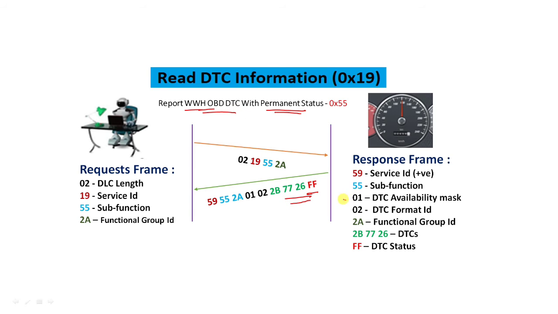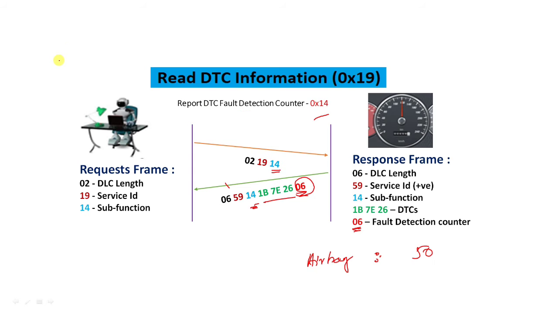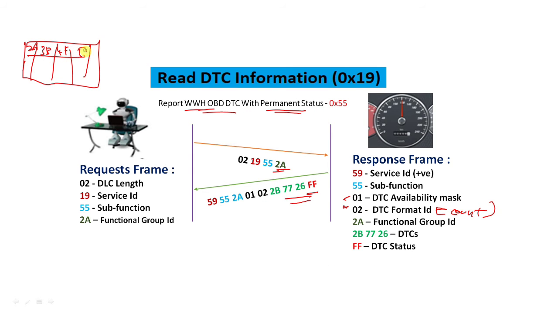If you see here, 01 is a DTC format identifier, and here 02 we use for the DTC format identifier, that is for the count, any count. So it is not only a count, it is kind of a container. Here 2A is a functional group. We may have so many functional groups in our project. Here 2A, here 3B, here 4F. Each functional group has different DTCs.